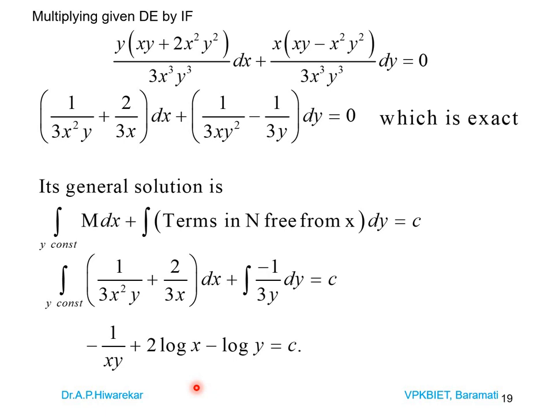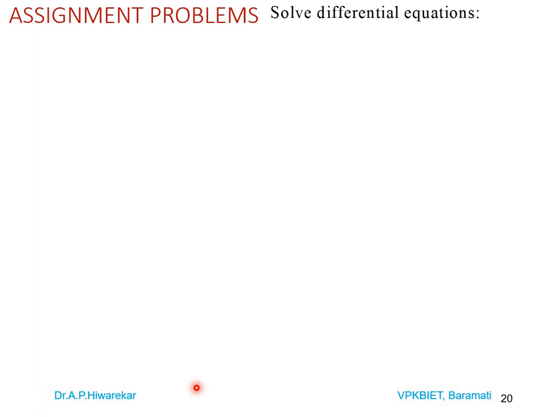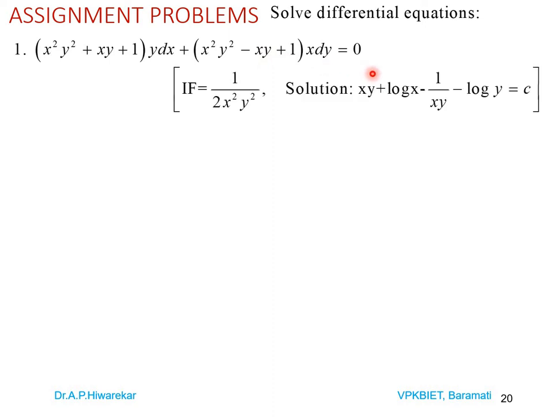So with this, you can try more problems or even practice. I am giving some problems as an assignment. Solve the following differential equations. Problem number 1. (x²y² + xy + 1)y dx + (x²y² − xy + 1)x dy is equal to 0. You solve this on your own. Verify: the integrating factor comes to be 1 by 2x²y². The solution is xy + log x − 1 by xy − log y is equal to 0.